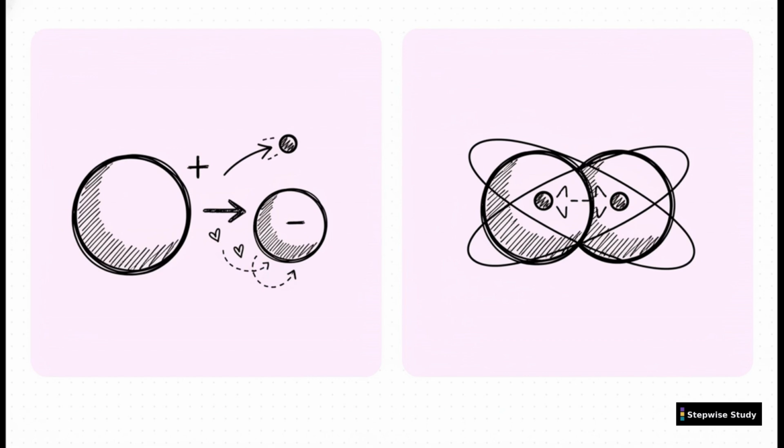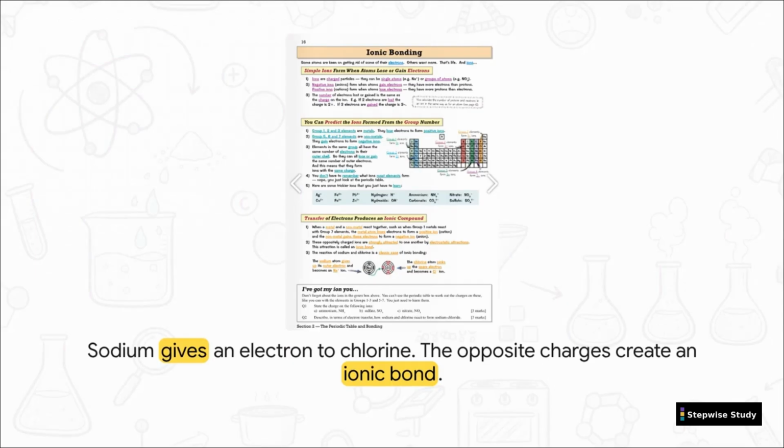They can either transfer electrons from one atom to another, which we call ionic bonding, or they can share electrons between them, which is called covalent bonding. You can think of it like this: ionic bonding is like one atom giving a gift to another, while covalent bonding is like two atoms agreeing to share a toy.